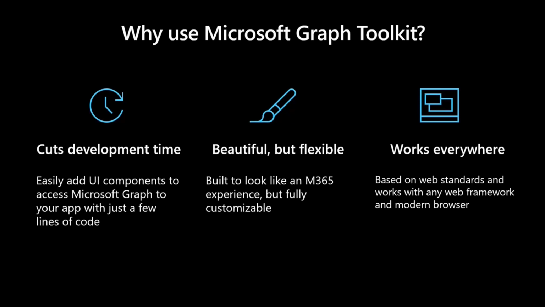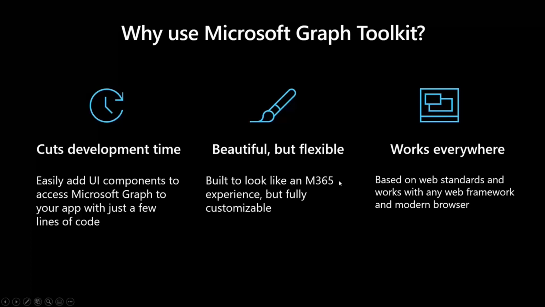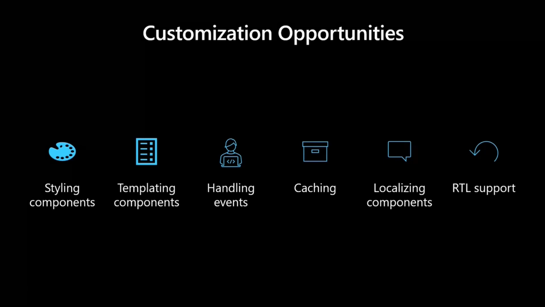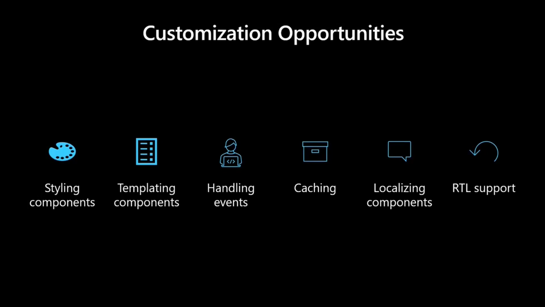Today, we're going to focus on the customization story. And we have kind of 6 areas where we really believe that you can build and bring customization to the toolkit. First, you can style the components. And we're going to have a deeper look at how styling works and how you can really make it happen. So styling is one of the type of opportunities you get with customizing MGT components.